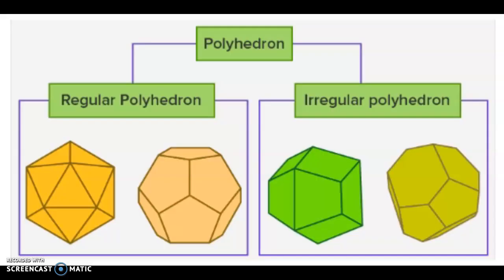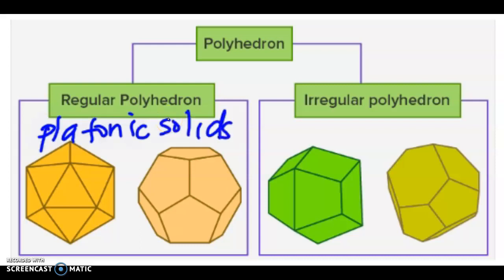Now, some polyhedrons are made up of regular polygons, for example this one. If you remember what regular polygons are, it means all the sides are congruent, right? Regular polyhedrons are also sometimes called platonic solids. Let me write it down. Regular polyhedrons can also be referred to as platonic solids.